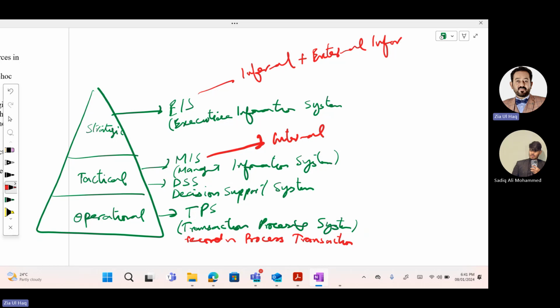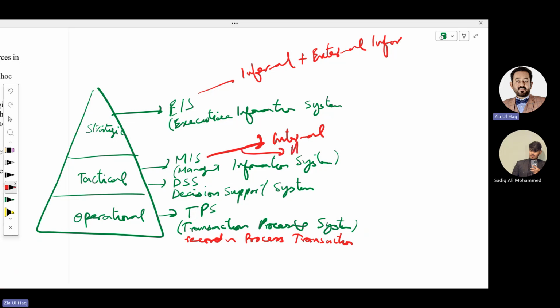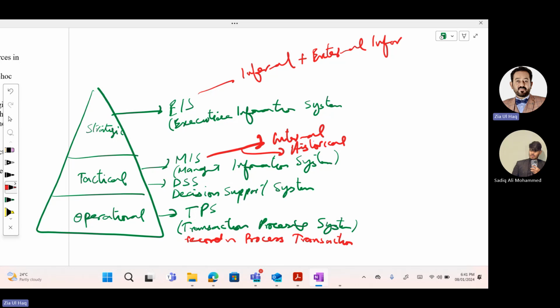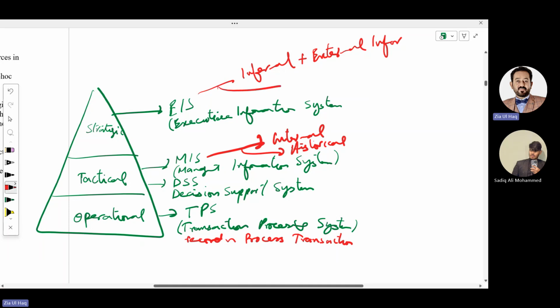So what is the difference between EIS and MIS? EIS is internal as well as external focused, while MIS is only internal focused. The information provided by MIS is historical. Historical means current plus previous. While the information provided by EIS is forward looking, meaning relating to the future.